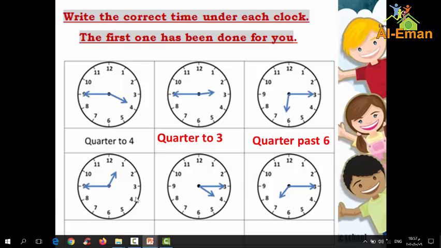That's great. The fourth one, short hand points to 1 but long hand points to 9. So what's the time? It's a quarter to 1. Excellent. The fifth one, short hand points to 4 but long hand points to 3. So what's the time? It's a quarter past 4. That's great. And the last one, short hand points to 7 but long hand points to 3. So what's the time? It's a quarter past 7.